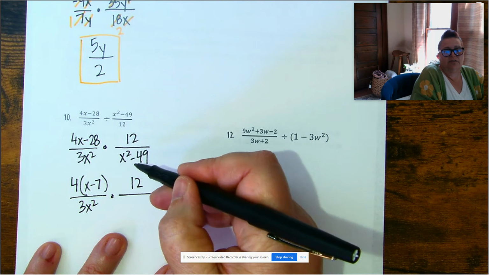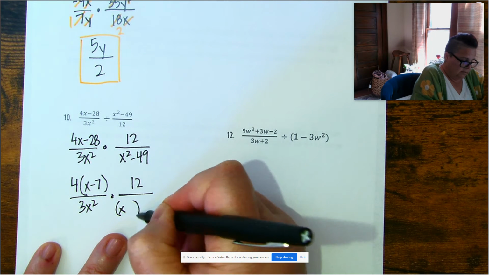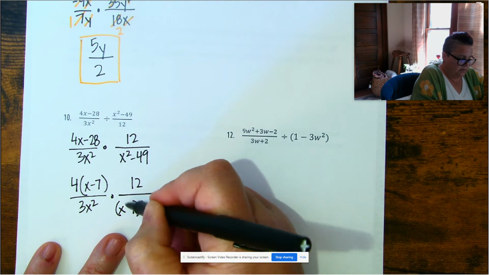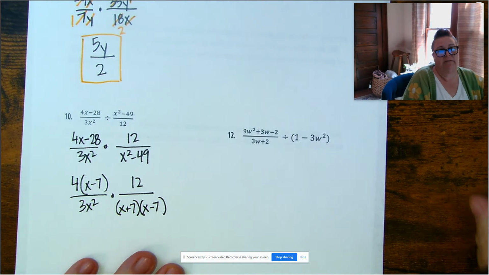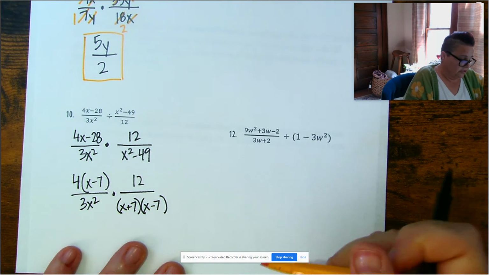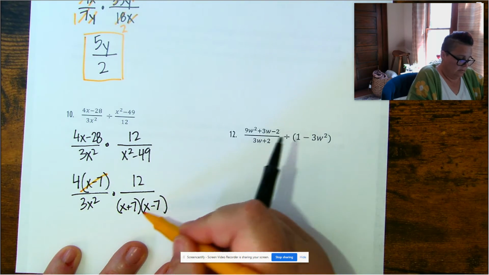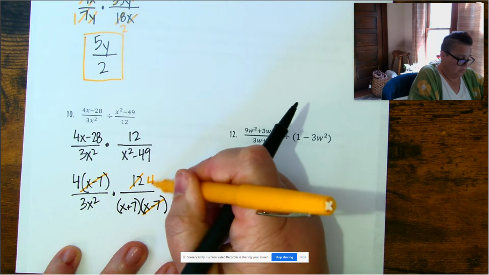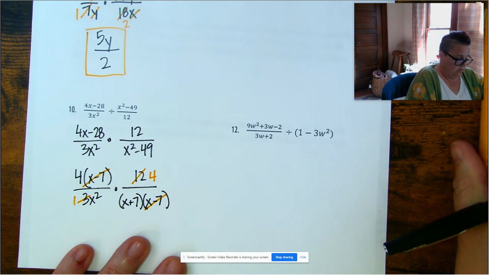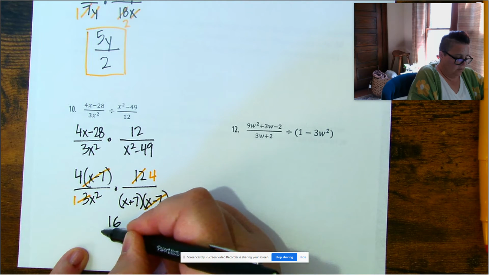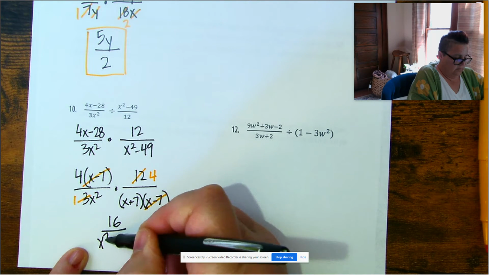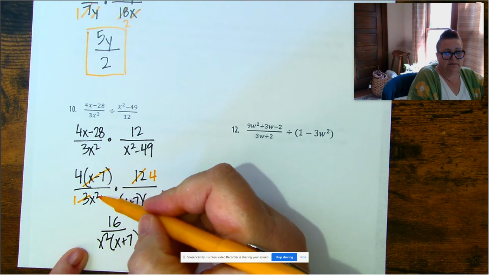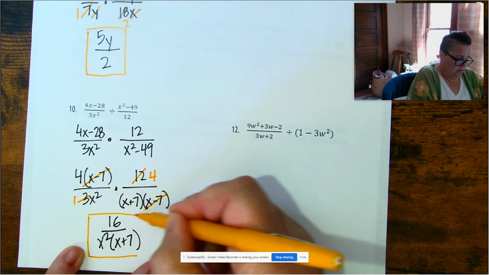That's a square and a difference, 49. So this would be an x, 7 times 7 is 49. So this will be x plus 7, x minus 7. Once I have it factored, then you go back and cancel. The 7s cancel. The 4 won't cancel. The 12 will cancel. So we're left with 16 over x squared, x plus 7. Right? Because that x squared didn't cancel with anything. There we go.